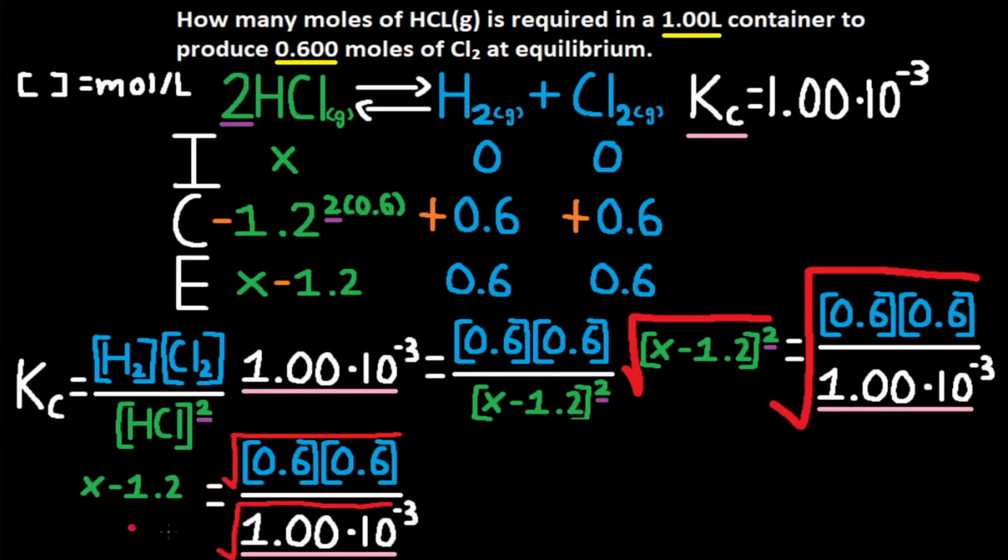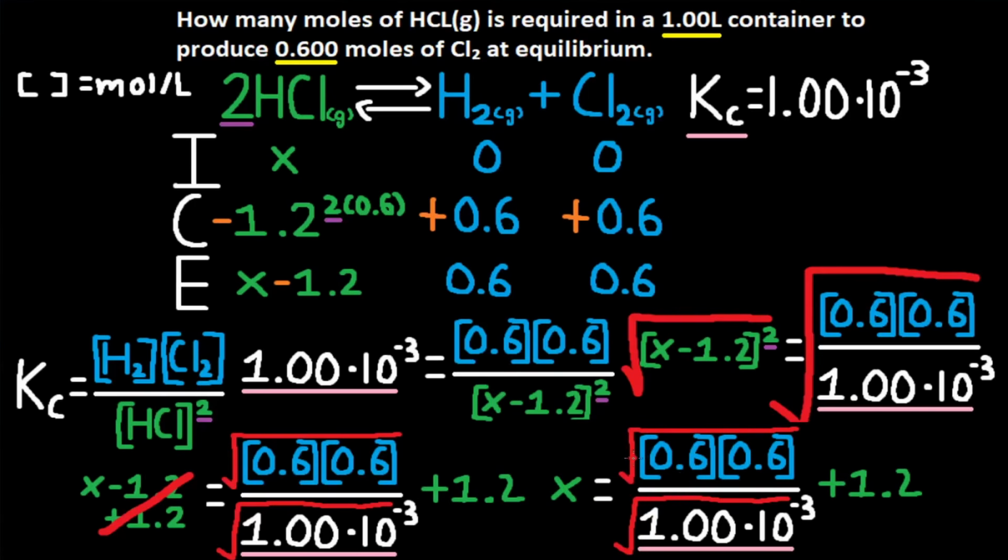Now we need to isolate x, so we're going to add 1.2 to this side. Whatever we do to one side, we need to do the other. And we should see that negative 1.2 and positive 1.2 would cancel out, leaving us with x by itself. We are left with x is equal to the square root of 0.6 multiplied by 0.6 divided by the square root of 1.00 times 10 to the negative 3, plus 1.2. Using your calculator and calculating this out, you get x is equal to 20.2.